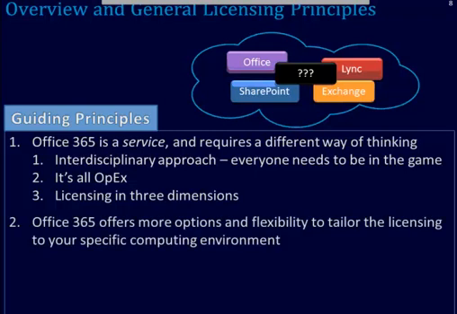All right, Office 365 offers more options and flexibility to tailor the licensing to your specific computing environment. Again, very important. You've got a lot more options in Office 365. In a traditional enterprise agreement, you don't have a lot. There's some choices, but not a ton. Office 365 is really designed to be more catered and tailored to your specific computing environment, which on the one hand is awesome because more choices equals more awesome, but on the other hand, that also means more complexity, as we're going to see as we start going through these examples. So again, you've got to be prepared to do things a little bit differently when you approach Office 365.